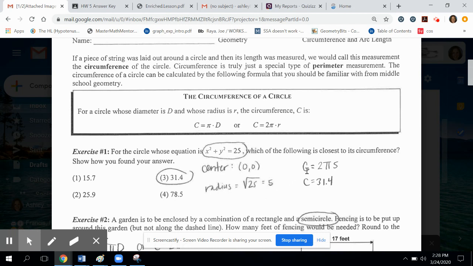I chose to use the formula 2 pi r, just because I have the radius, and I put this in my calculator, so 2 times pi times 5 to the nearest tenth ended up being 31.4.